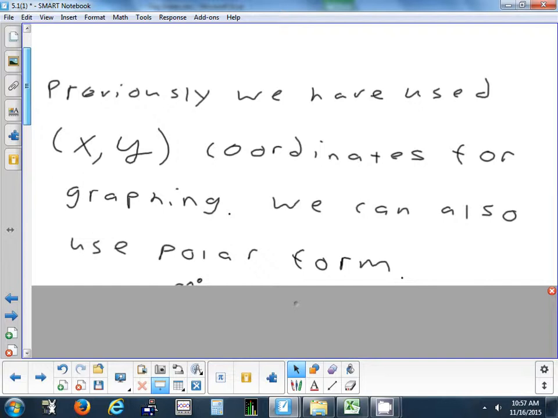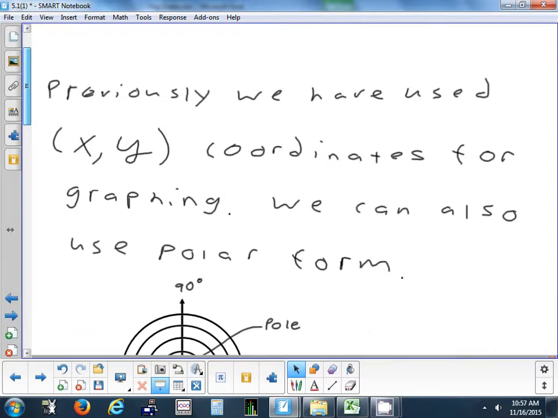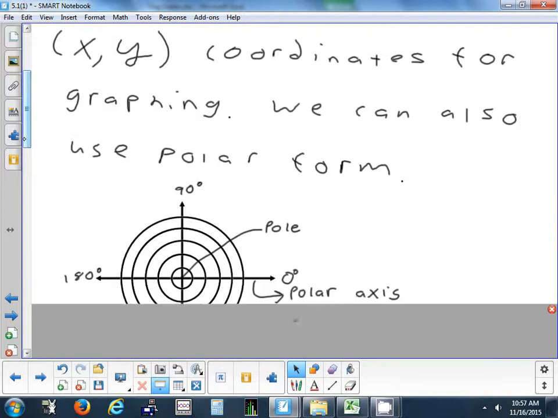Why you'd want to use polar form depends on what you're trying to do. If you're trying to sketch something, especially circular, polar form is extremely easy to do. If you're sketching straight lines, generally the x-y coordinate graph is really easy for that. This is what polar looks like.